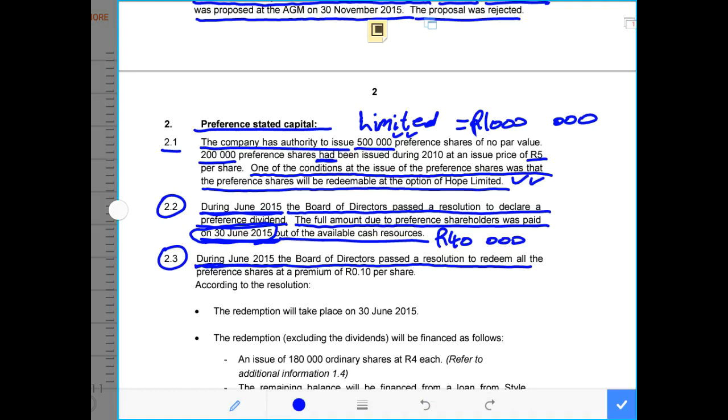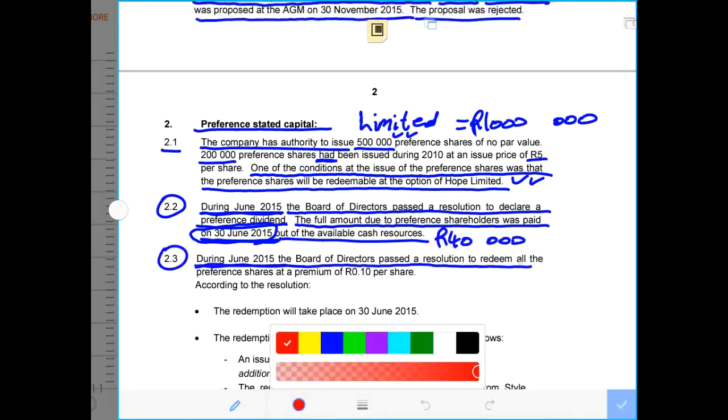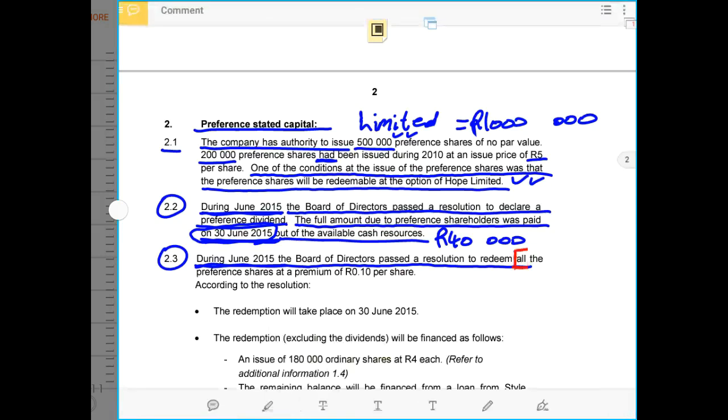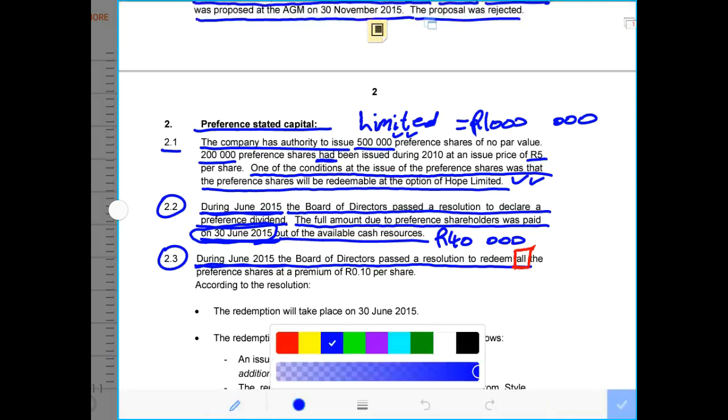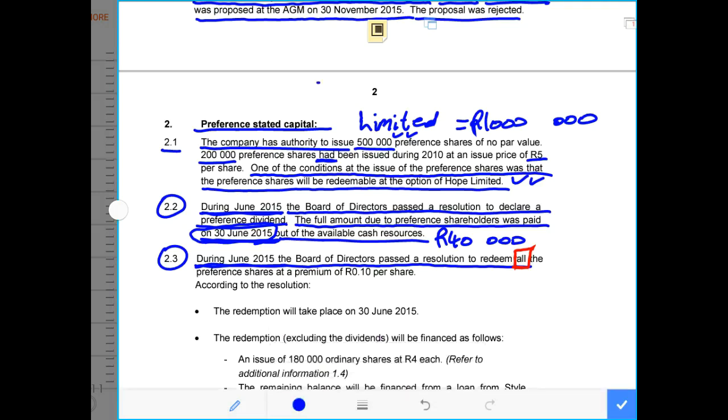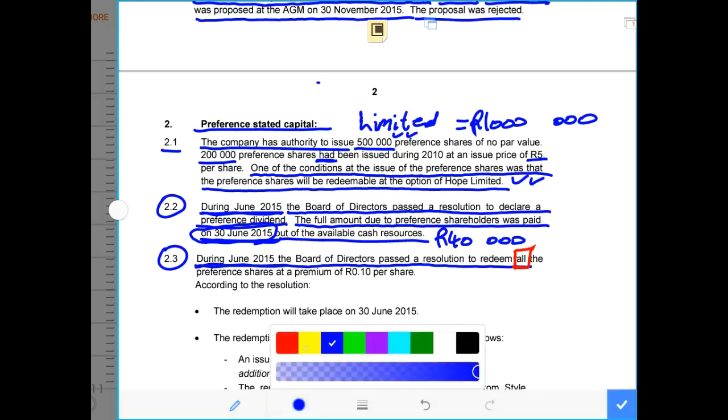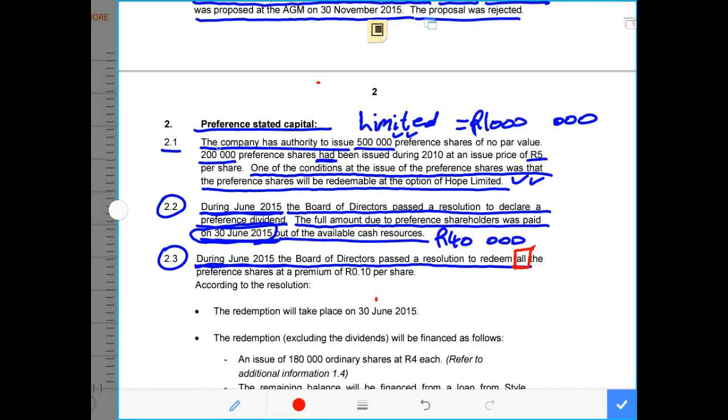So now they redeem all the preference shares. Let me just circle that in red. They say all of them, not some. So they decided to redeem all the preference shares, and we need to ask ourselves, how many preference shares do we have first? We have preference shares that amount up to a total of 200,000 under 1.1.